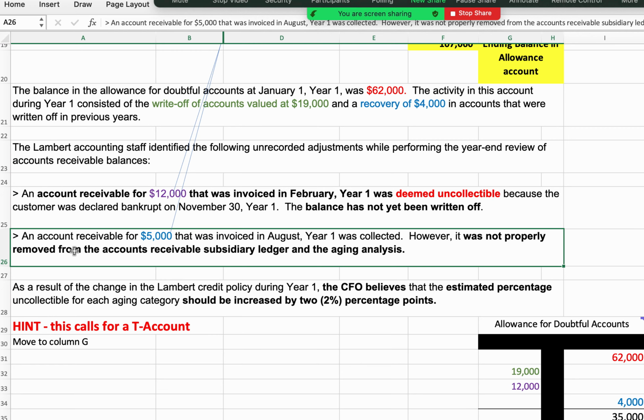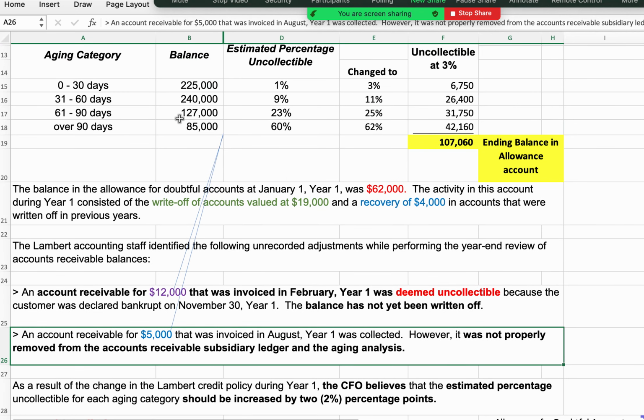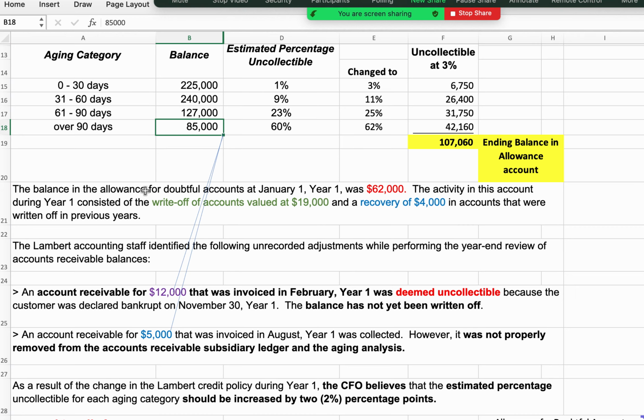Also, at the end of the year, we learned that a receivable that was invoiced in August was collected. But when it was collected, the journal entry to record that, which would have been a debit to cash and a credit to the receivables, did not occur. So therefore, it's still sitting in accounts receivable, this $5,000, and it's also going to be sitting up here in our balance of uncollectible accounts. So we need to remove it.